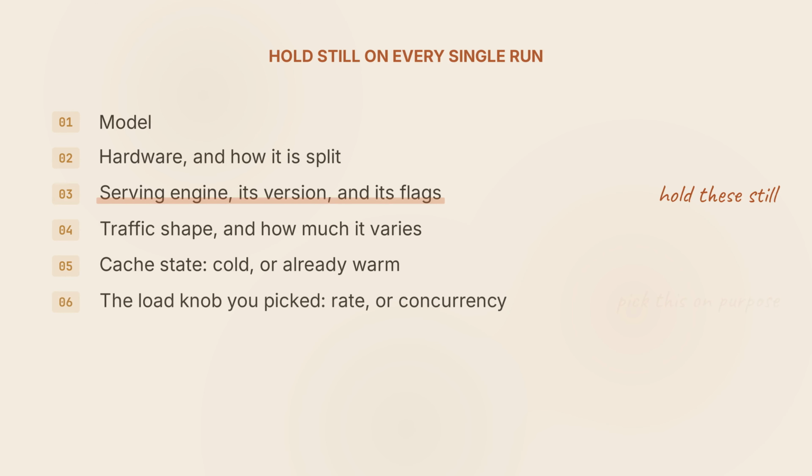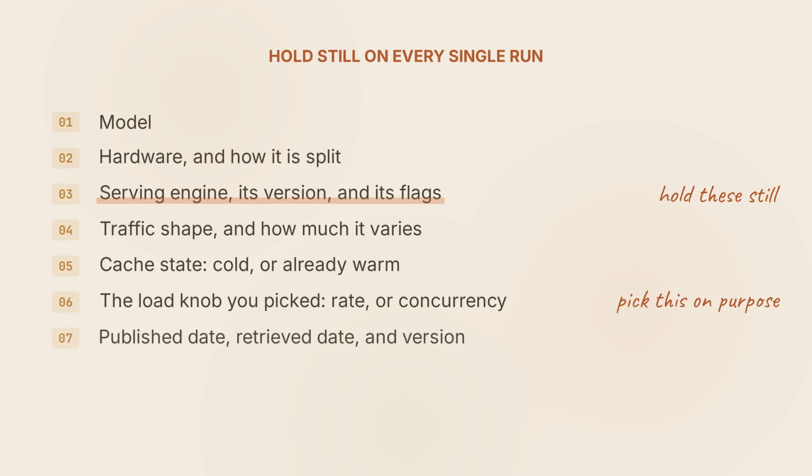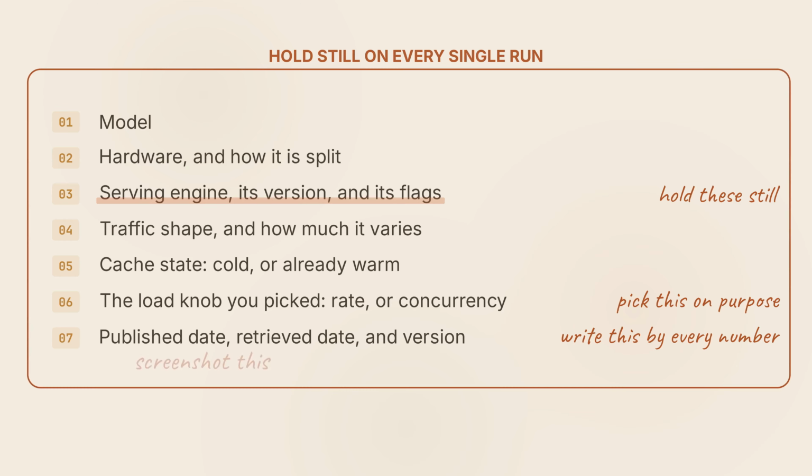Then one thing you pick on purpose and write down. Did you fix the rate or did you fix the concurrency? And write one line next to every number you keep. And that line says when it was published, when you got hold of it, and what version produced it. So screenshot that and keep it sitting next to your command.